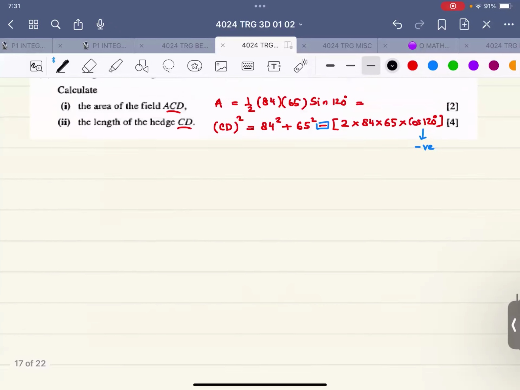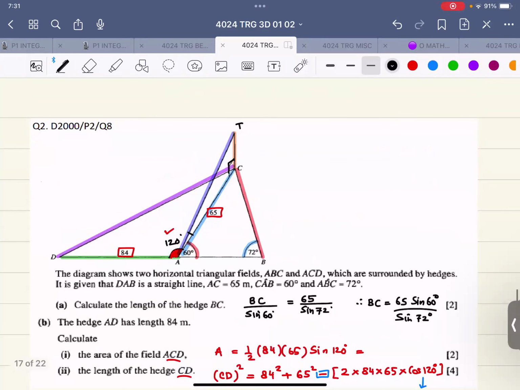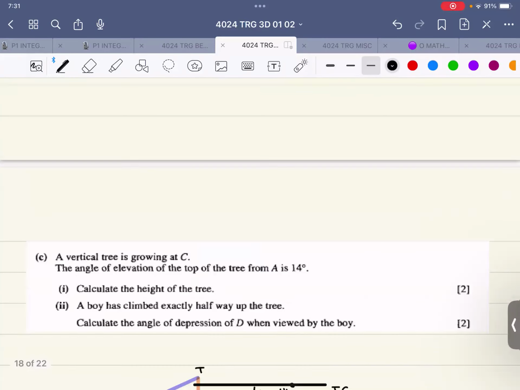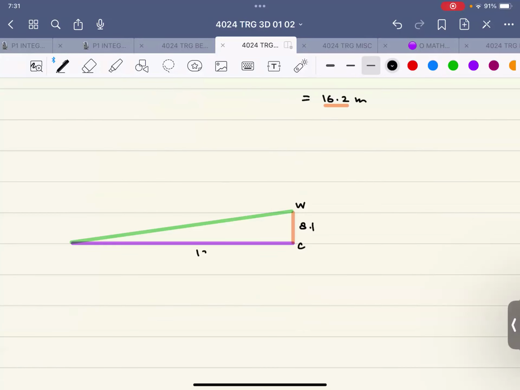And how much is this? DC, I think we calculated it. We did not as such. We just have to use this value. That is for DC, that is 129 meter. So this is 129 meter. This is 8.1 meter. This is 129 meter. This angle is beta. So therefore, tangent of beta is 8.1 divided by 129.